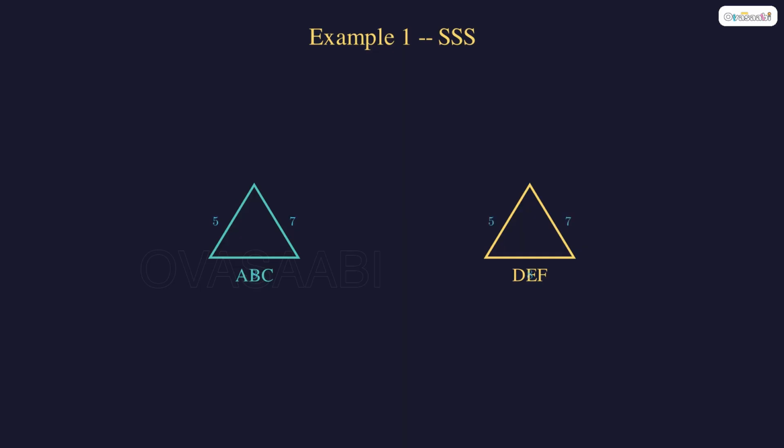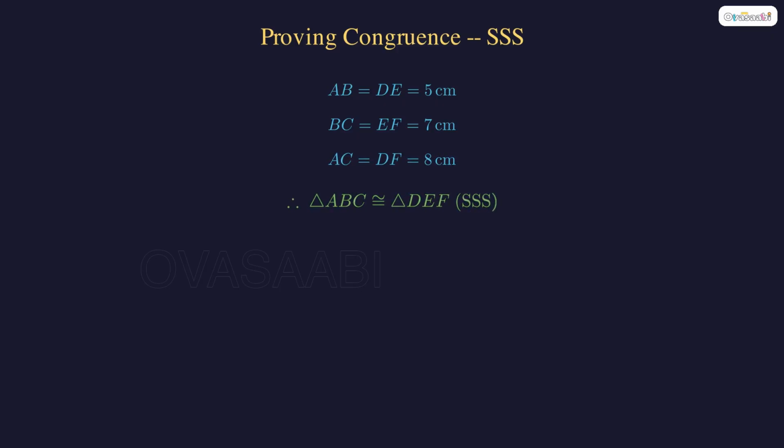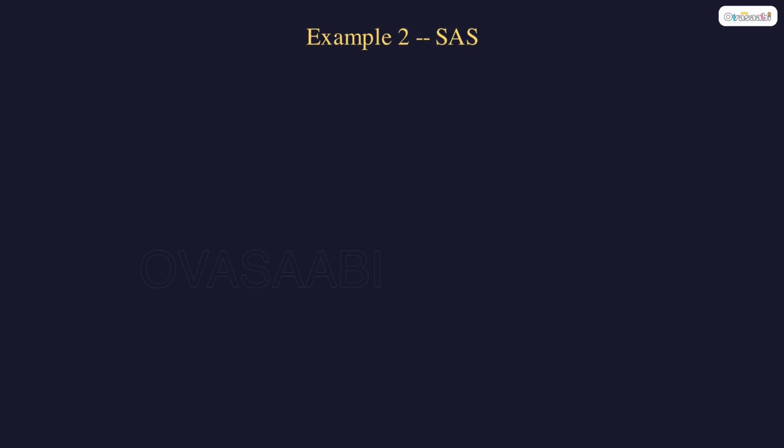Example 1. Triangle ABC has sides 5, 7 and 8 centimeters. Triangle DEF also has sides 5, 7 and 8 centimeters. All 3 pairs of sides are equal. So by the SSS condition, triangle ABC is congruent to triangle DEF. We write it with this symbol.